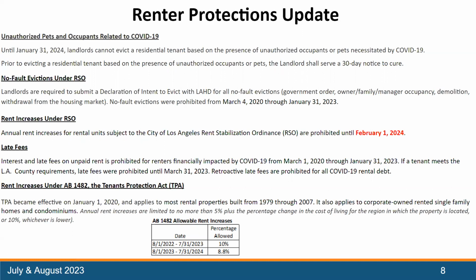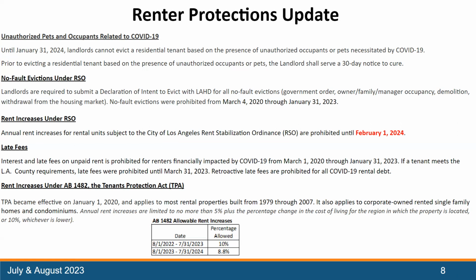No-fault evictions were prohibited from March 4th, 2020 through January 31st, 2023. Landlords who evict tenants for no fault must submit a declaration of intent to evict with LHD for no-fault reasons, such as to comply with a government order, owner, family, manager occupancy, demolish, or with removing the property from the rental housing market. Annual rent increases for rental units subject to the city's RSO are prohibited until February 1st, 2024.